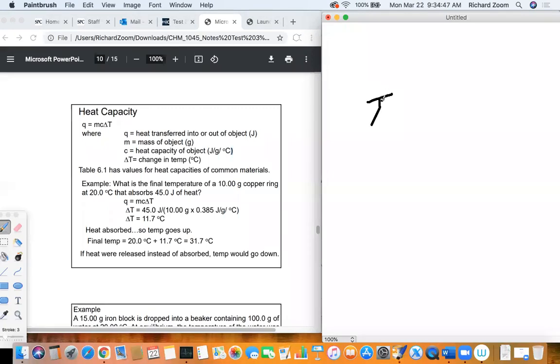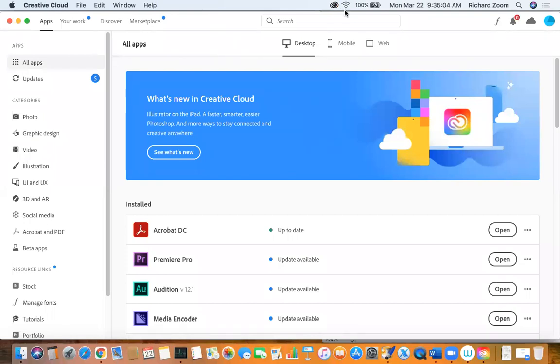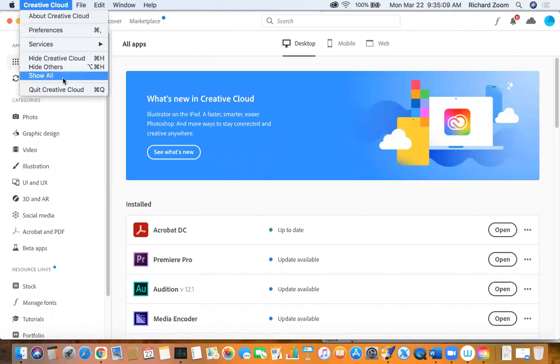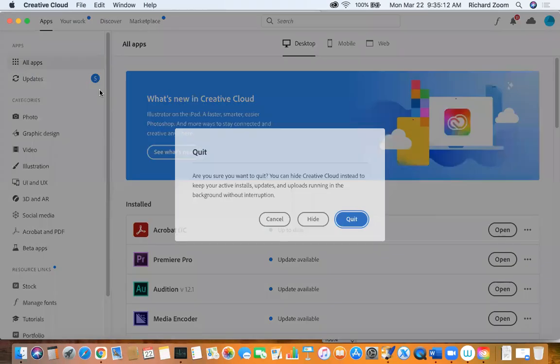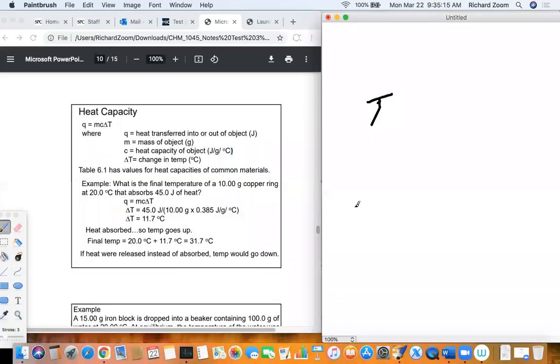And if something is slowing down my computer, I'm hoping that it will speed up in a second. Let me see if I can close this down, see if that speeds things up a bit. Okay. Here we go. Magic, isn't it?